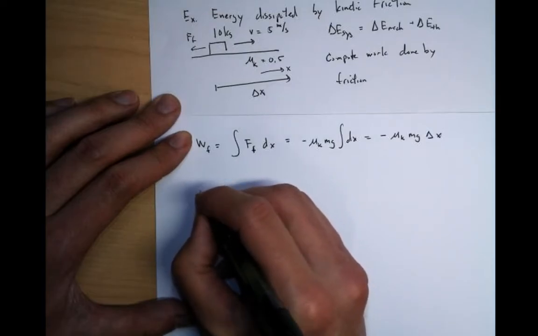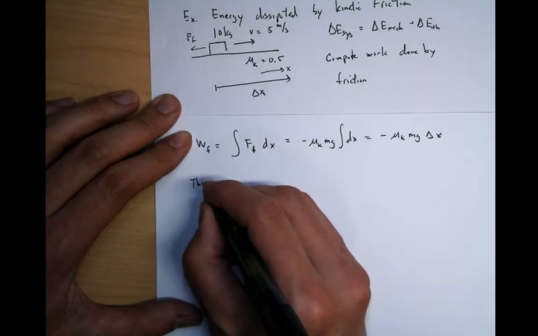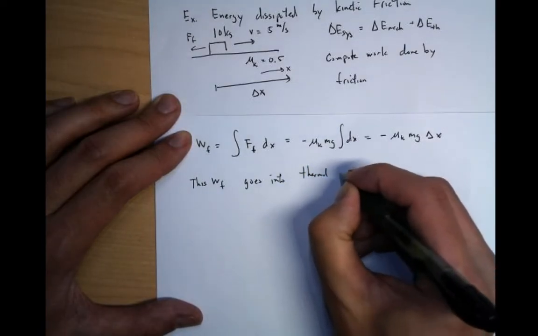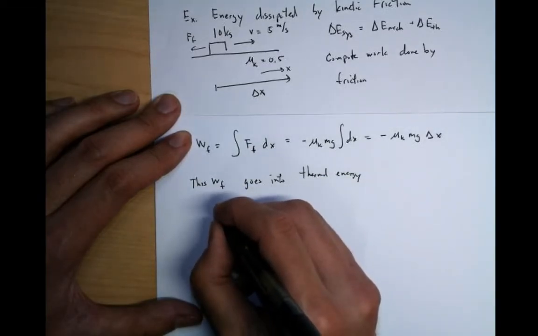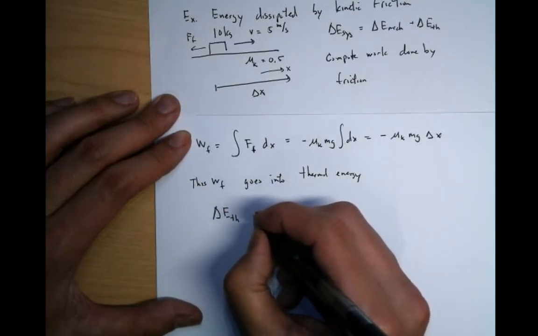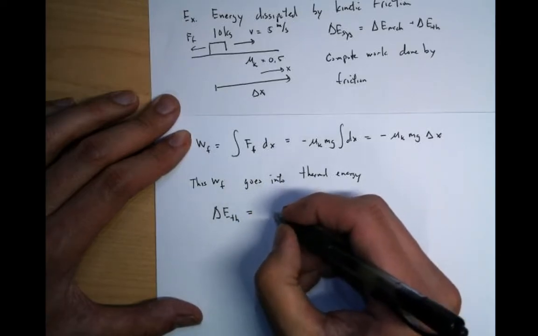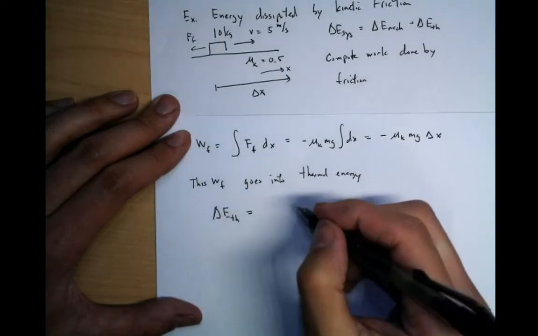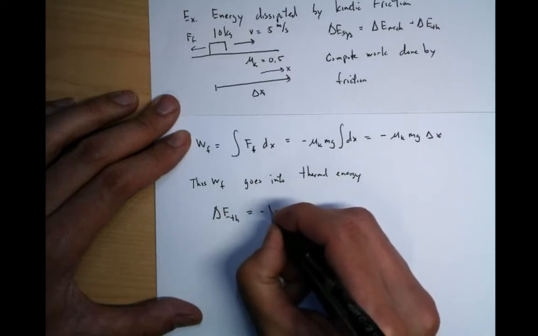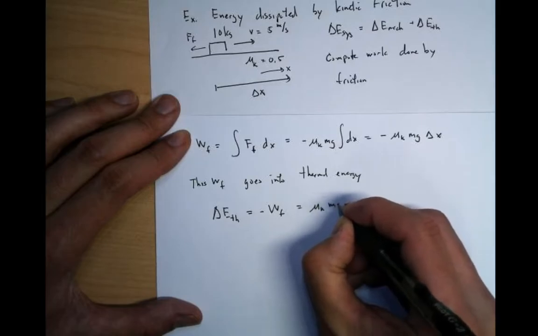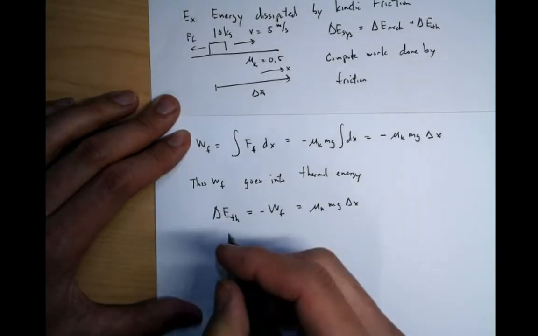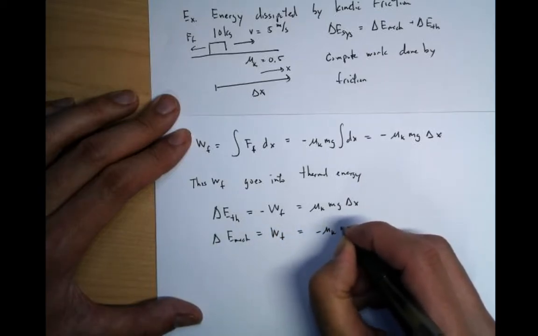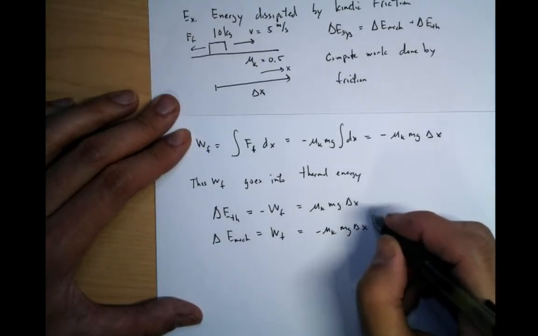So this work goes into thermal energy, right? So in fact, the change in E thermal is equal to minus the work done by friction, which is then mu k mg delta x, right? So it just switches the sign, right? And so the change in the mechanical energy is equal to the work done by friction. This is minus mu k mg delta x, right? So wherever it leaves one thing, it has to go into the other one, right?